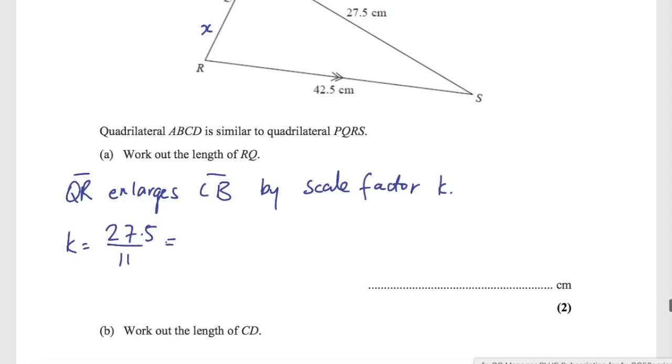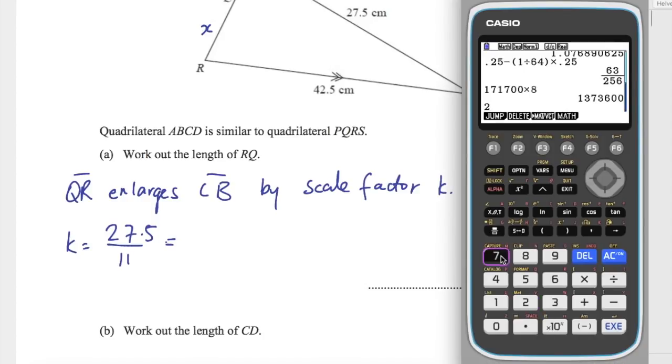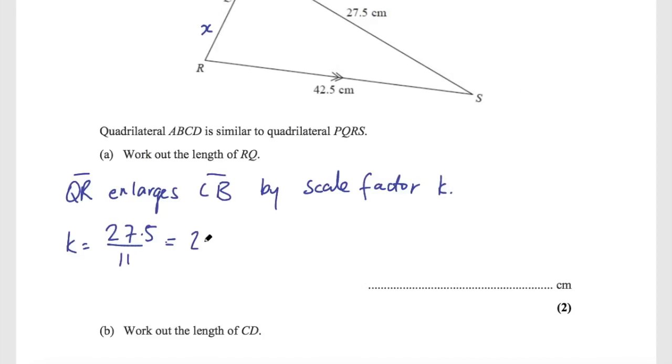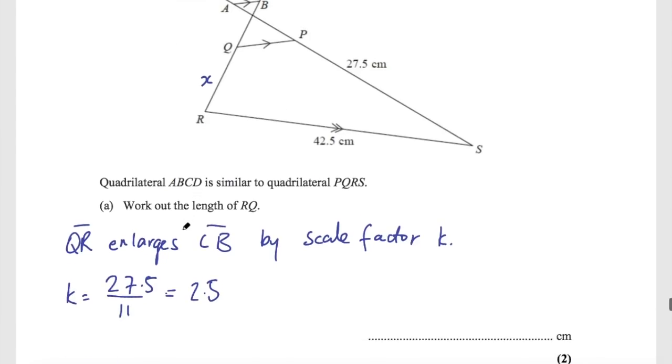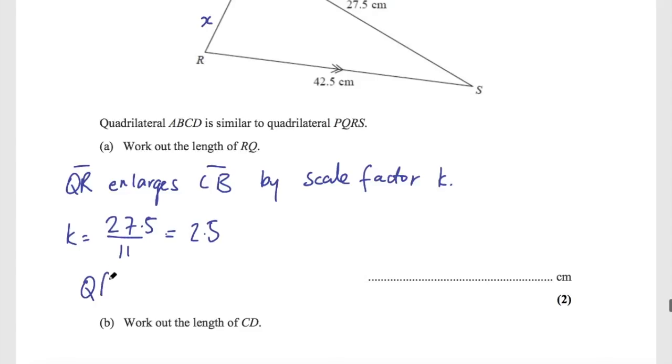27.5 by 11, well, let's just whack that in a calculator. 27.5 divided by 11, and that gives us 2.5. So the scale factor of these two quadrilaterals is 2.5. So to find QR, we can multiply CB by 2.5. So QR is going to equal 5 times 2.5, and that is 12.5. So the answer there is 12.5 centimeters.